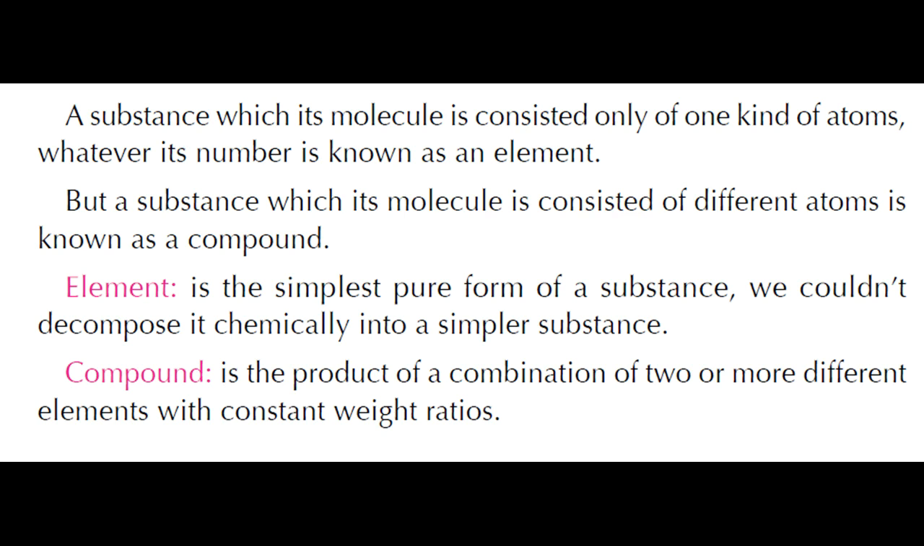But a substance whose molecule consists of different atoms is known as a compound. What is the difference? Here it was one kind of atom, and here different atoms. An element is the simplest pure form of a substance. We cannot decompose it chemically into a simpler substance.